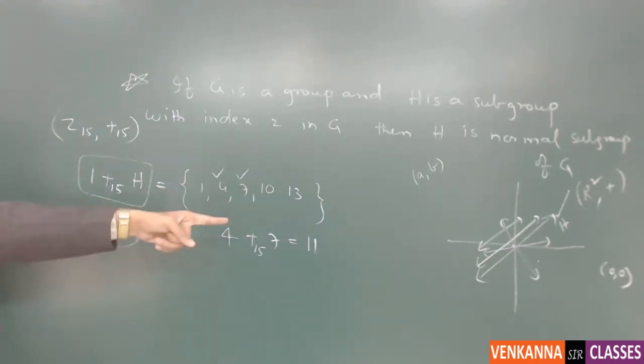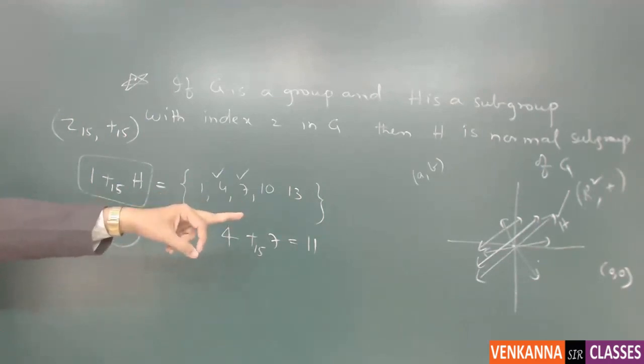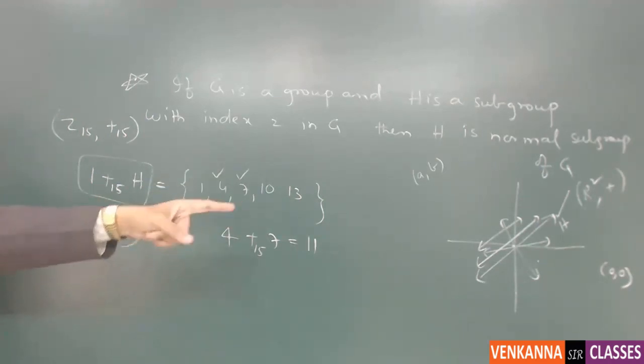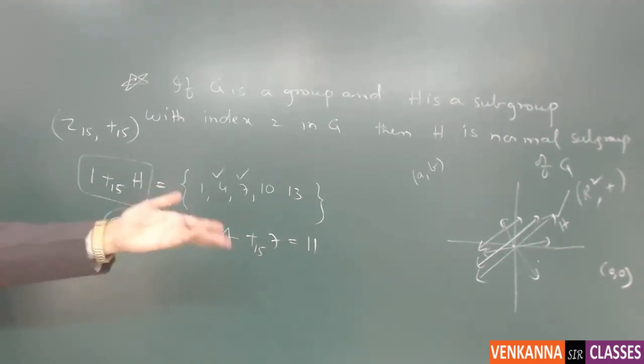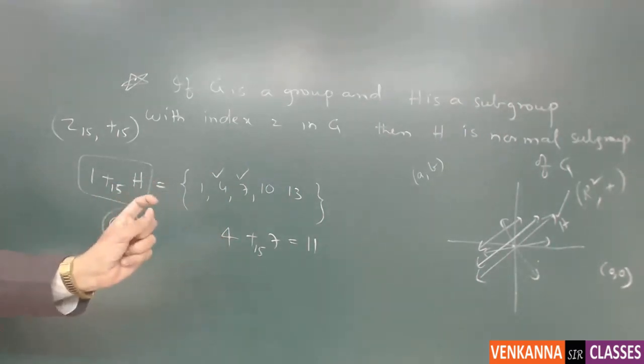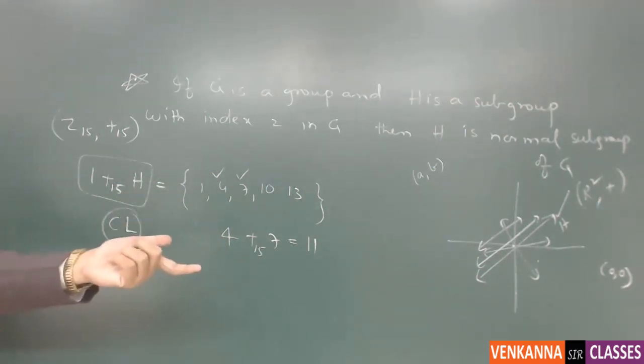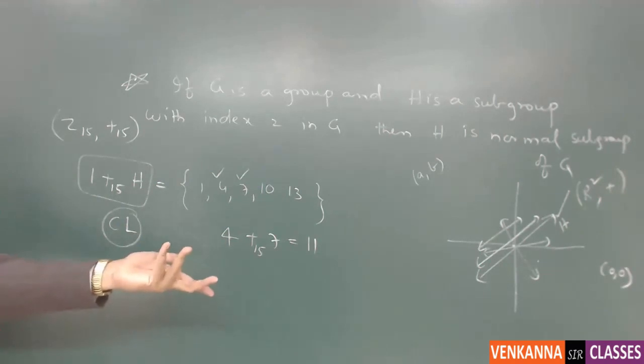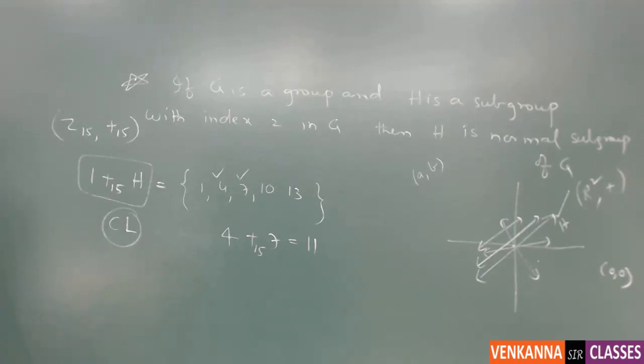So from that geometrical perspective, you can say that the coset is not a group because it is not passing through the origin. So it does not contain the identity element, the origin. So it cannot be a subgroup. Right? That is the geometrical view you can imagine.